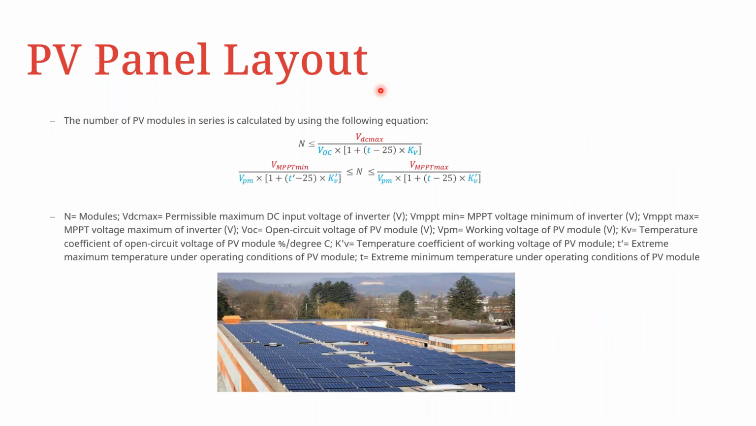So, PV panel layout. The number of PV modules in series is calculated by using the following equation. This is the total number. This will be your voltage DC max. So it's your open circuit voltage times 1 plus the extreme temperature coefficient that you are using. Let's say we are using 70 degrees centigrade as an example. So it'll be (70 minus 25) times the temperature coefficient of the open circuit voltage of the PV module, which is a percentage per degree centigrade.